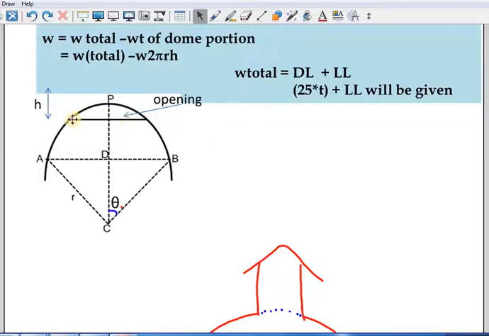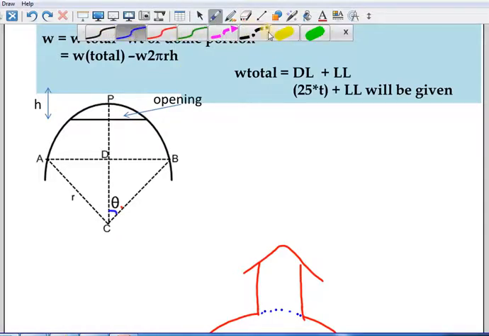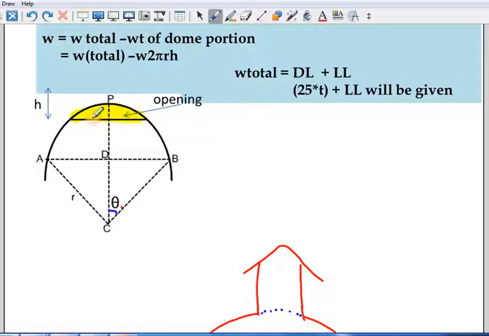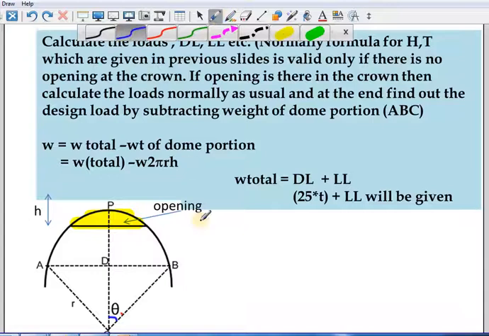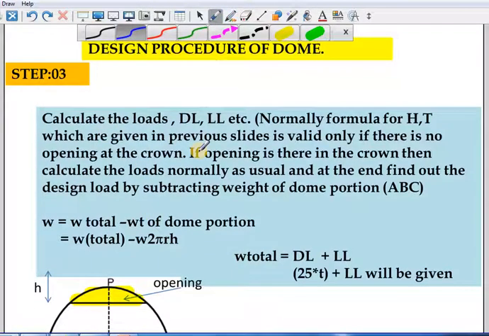At last, this opening portion, this yellow color as you can see, is actually not there. So the weight of that portion we will remove from the total load. So that is how we calculate. Okay, so that is what is mentioned: calculate the loads, dead load, live load, and so on.